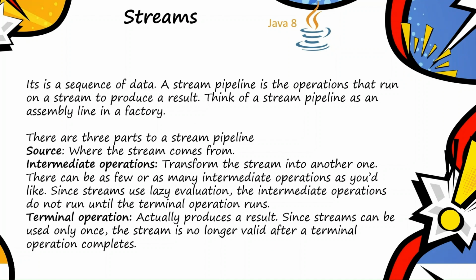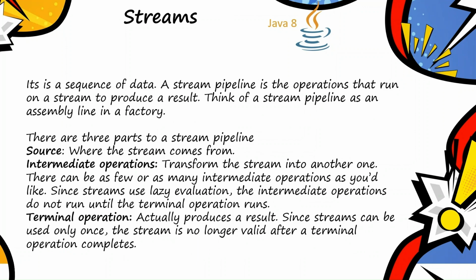Your spare parts are your source, your parts being transformed and assembled are your intermediate operation, and your completed bike is going to be your terminal operation. The sequence of these operations matters. If the steps are skipped or reordered, the process will fail. Streams work similarly. They take data from a source, process it through a series of intermediate operations, and then produce a final result using the terminal operation.